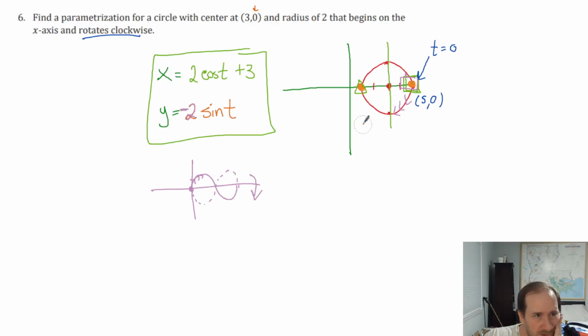I did it. I've parameterized a circle with these very strict requirements. I definitely am starting at exactly the right spot, and I'm rotating in the right direction. Got it? I hope you do.